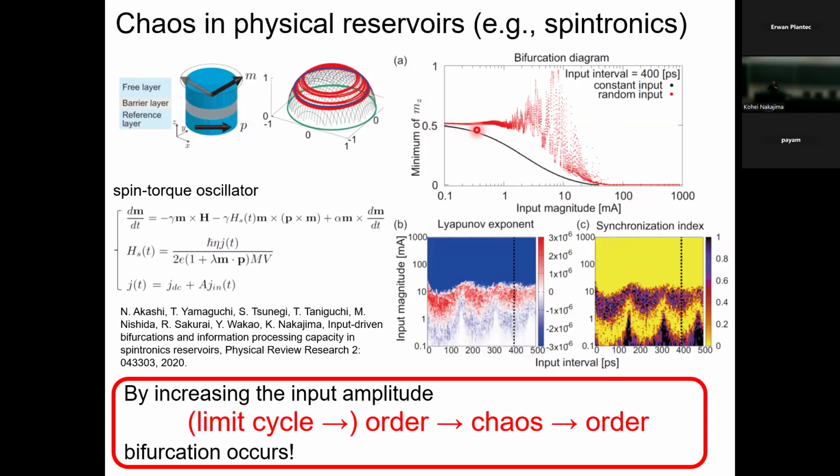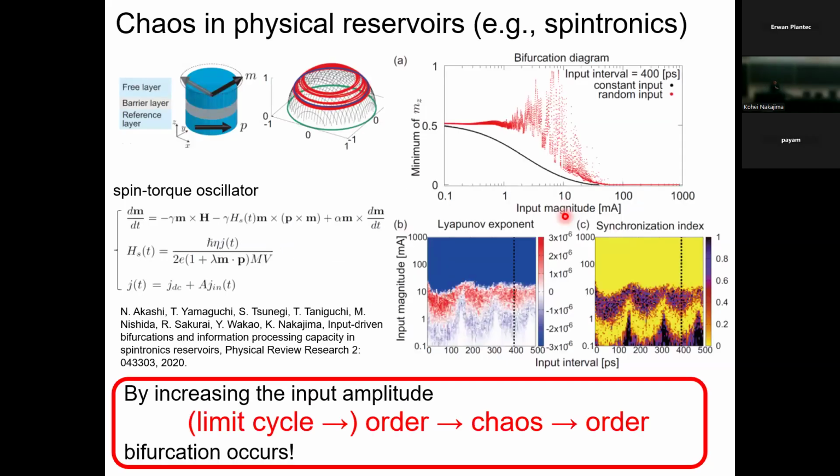So when you increase the input magnitude, at first it's a limit cycle, but step by step, it shows bifurcation. So at first it's order, and then input-driven chaos, and again order. So by tuning this input magnitude, by inducing bifurcation, you can improve the echo state property of the system. That's one way to use it. So even if you have a chaotic reservoir, by tuning the input strength, using this bifurcation phenomenon, sometimes we can improve that reservoir to be usable for your purpose.